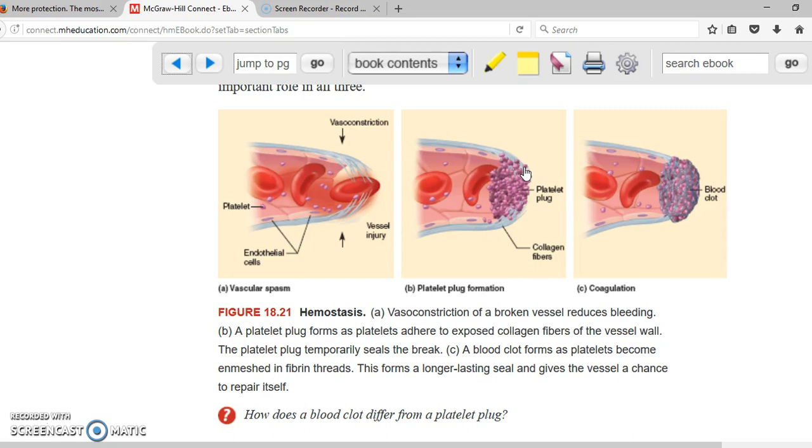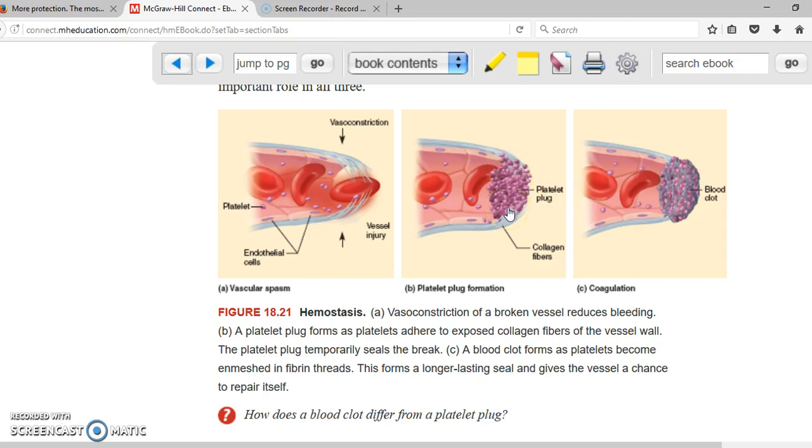After that, these platelets are going to release the chemicals by a process called degranulation. These chemicals released by degranulation are going to be serotonin, which is going to stimulate more vasoconstriction, ADP, which is going to make additional platelets attach to the initial set of platelets that we have here. And then we have the next one, which is thromboxane A2, which will help attach all these platelets together. Once you attach all these platelets together, this is called the platelet plug.